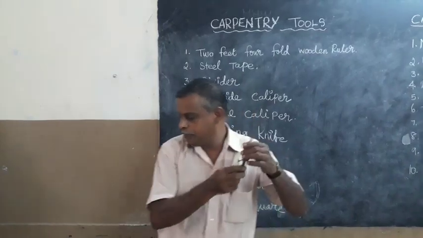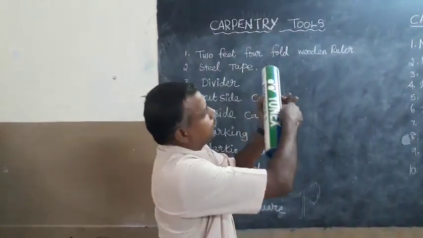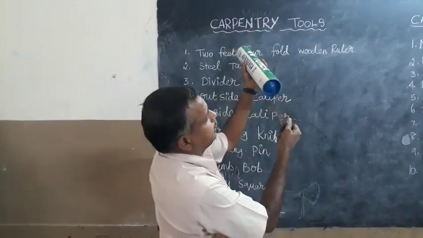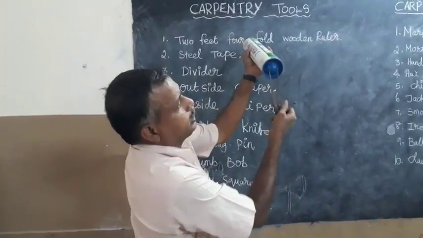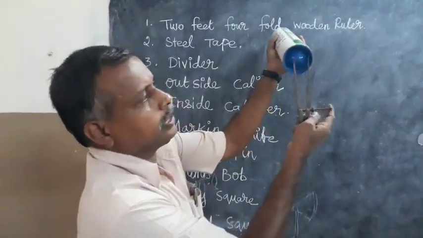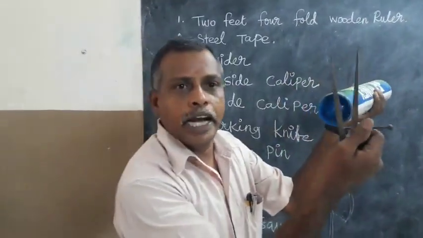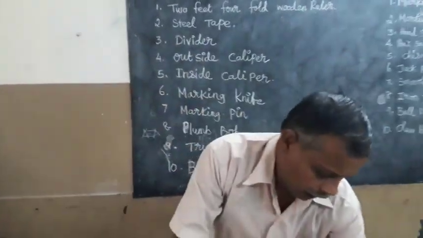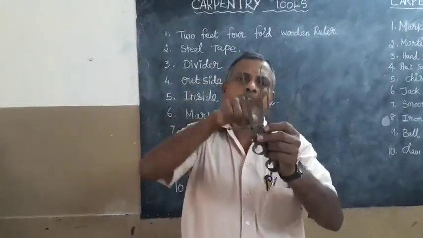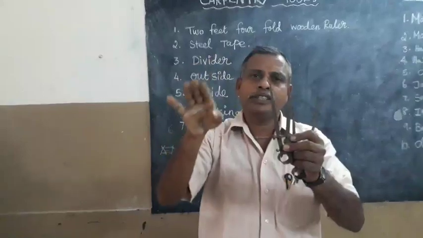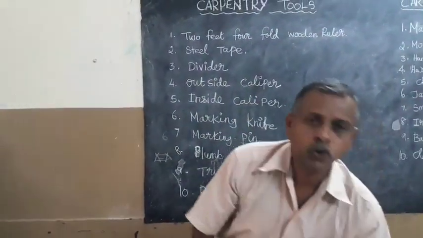Next one, the inside caliper. The inside caliper is for measuring circles, the inside of a circle. This is used for measuring inside circles. Okay, you understand? This is the inside caliper. The divider and inside caliper are the same, only the divider is short and this inside caliper is a little curved. That's it, two different tools.